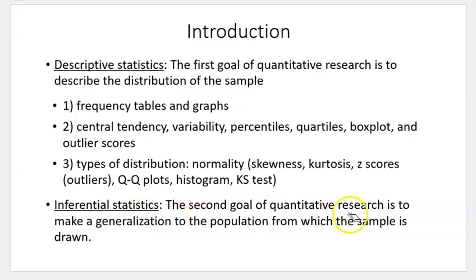The second goal of quantitative research is to make a generalization to the population from which the sample is drawn. We cannot test the whole population; we always need samples. With the samples, it can be 1,000 or 2,000, etc., we will draw the generalization from the test result to apply to the population. That's why inferential statistics are important, because we cannot test the whole population.